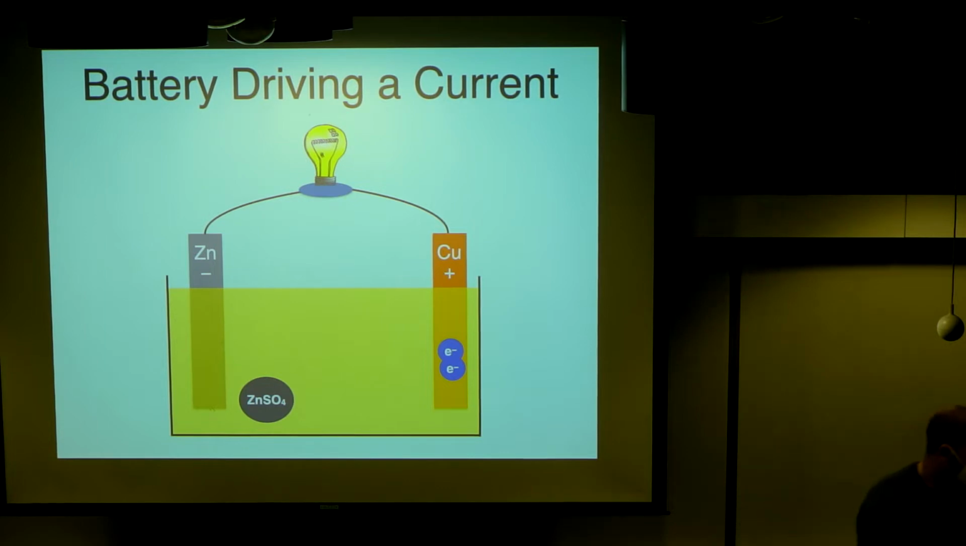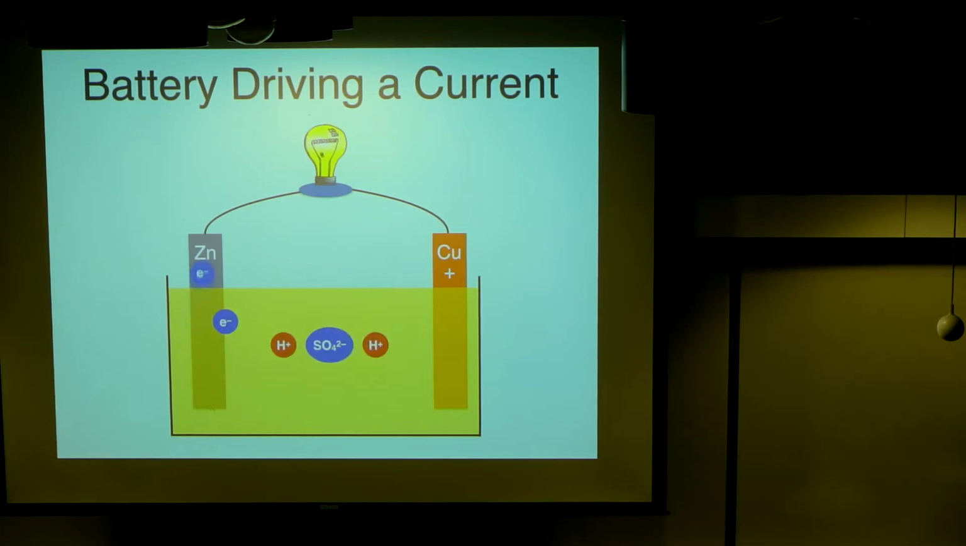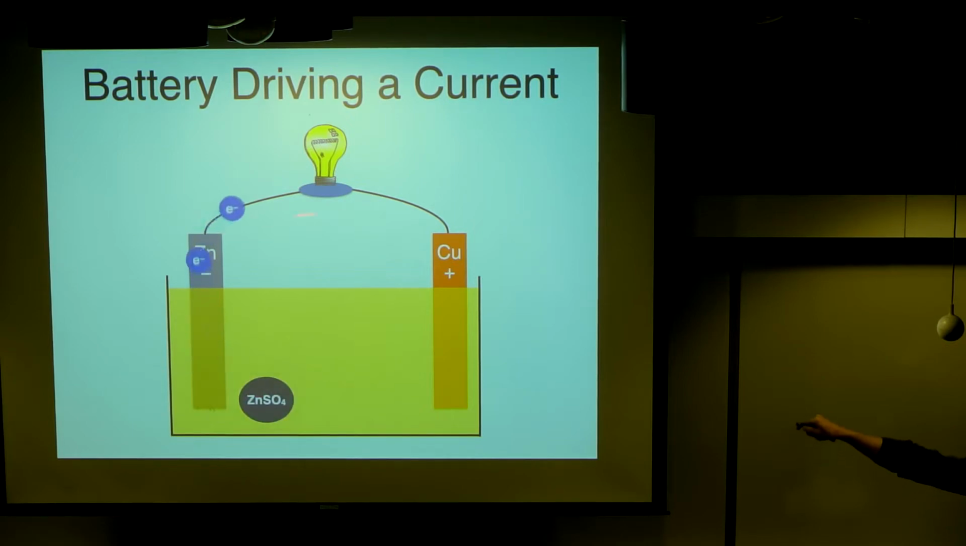So let me just show you again because it happened in animation faster than I could explain. Electrons are repelled from here, move around the circuit, back into the solution, combine with the H+ ions, creating H2 gas. Another zinc atom will be pulled off the electrode, and that process will repeat. And that can repeat as long as those chemical reactions can happen in our solution.